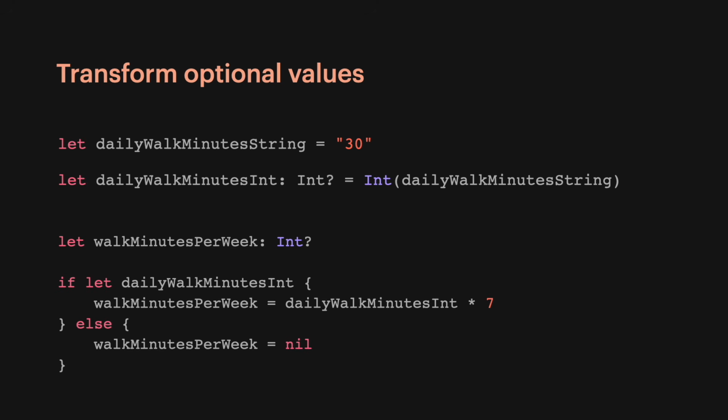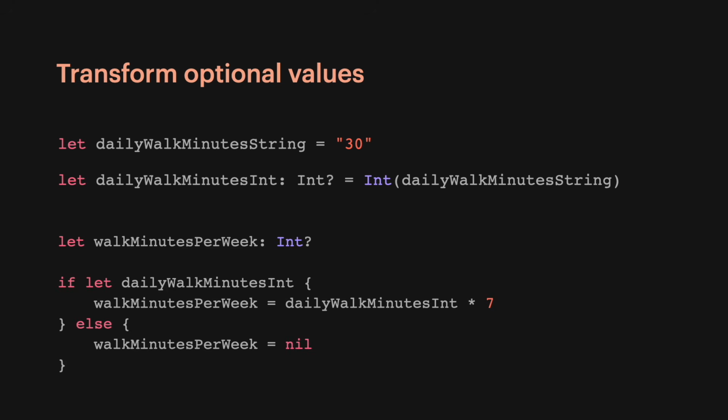Now we want to calculate how many minutes the user walks per week. We need to multiply this optional integer by 7. We can't perform a multiplication on an optional directly, and we might write something like this. We first define a walk minutes per week constant, then we try to unwrap the optional. If it contains a value, we multiply it by 7 and assign to walk minutes per week. If it doesn't have a value, then we assign walk minutes per week to nil. While this code works, it's very verbose.